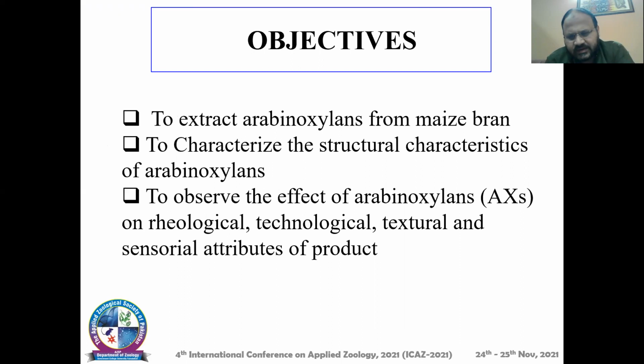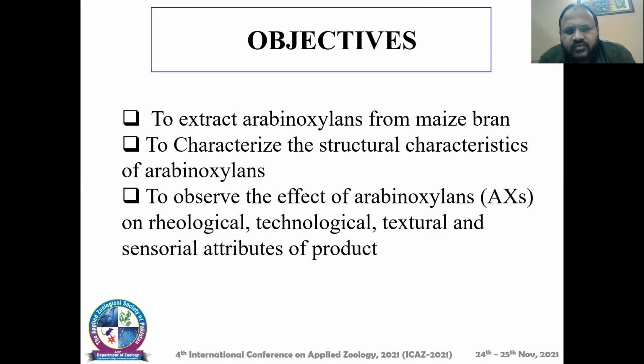So the major objective of my research work is to extract arabinoxylan from maize bran. Arabinoxylans are non-starch polysaccharides. It is also called a dietary fiber. So we can extract arabinoxylan from the maize bran. It has a capacity to absorb 11 times more water than any other fiber. So arabinoxylan is a major part of maize bran.